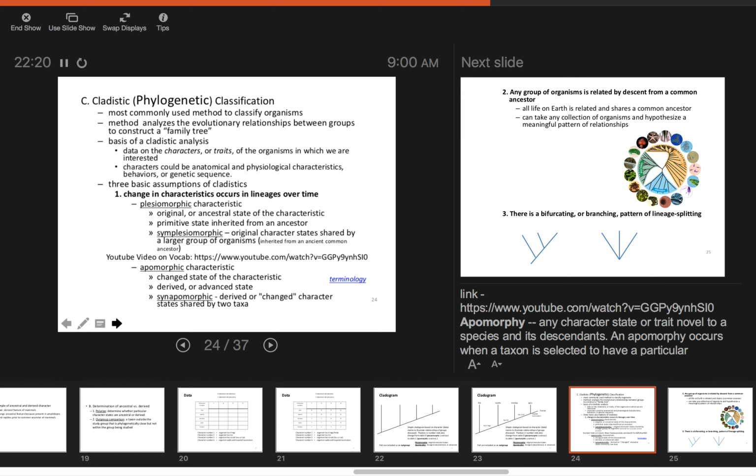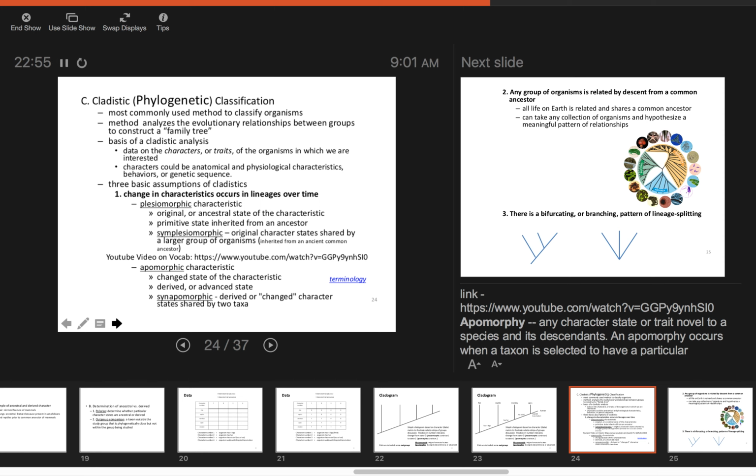Okay, this slide is more vocab. And there is a YouTube link here. I think I put it in the notes. That goes over apomorphic and synapomorphic and symplesiomorphic and plesiomorphic. Because on your assignment, at the last page, I have plesiomorphic, symplesiomorphic, apomorphic, and synapomorphic. So I have a sentence, and you're supposed to describe what it is describing. Is it plesiomorphic or symplesiomorphic? All that. But you basically just did a cladistic classification. You made a family tree based on characters or traits.